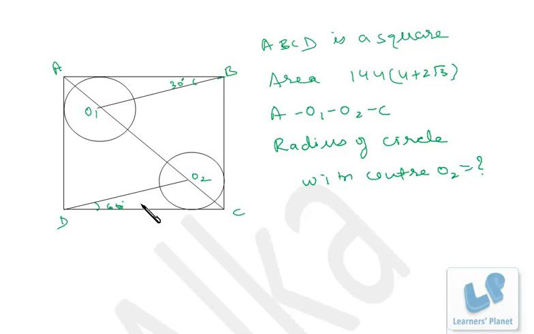Now listen to me carefully. How do we find the radius of the circle? First of all, I drop a perpendicular over here, because DC is a tangent. So this angle will be 90 degrees. Now I assume the radius of this circle to be R. This is R.